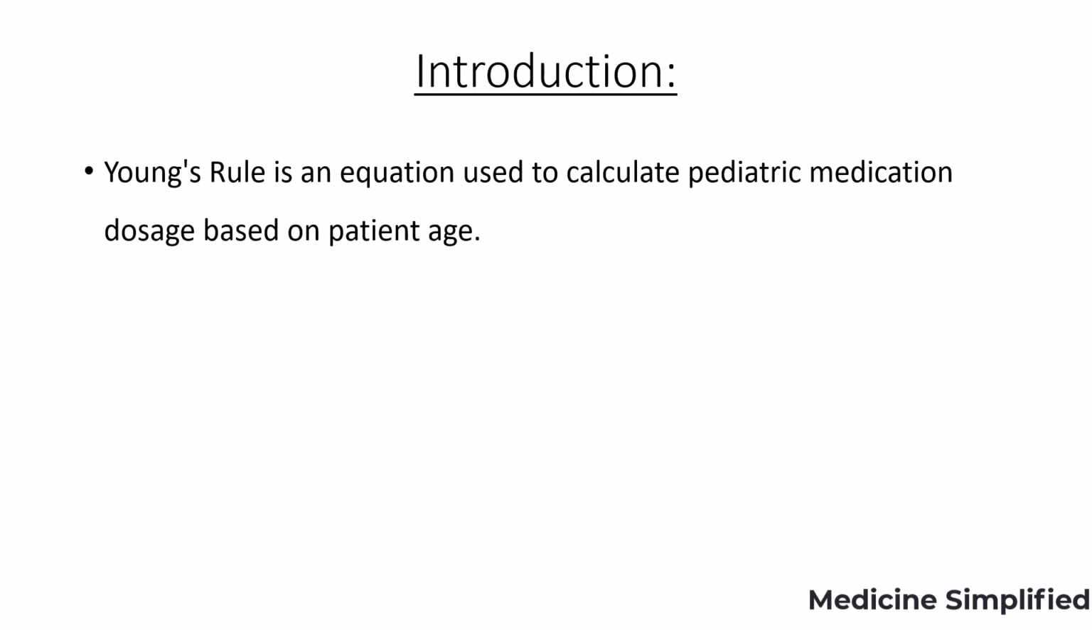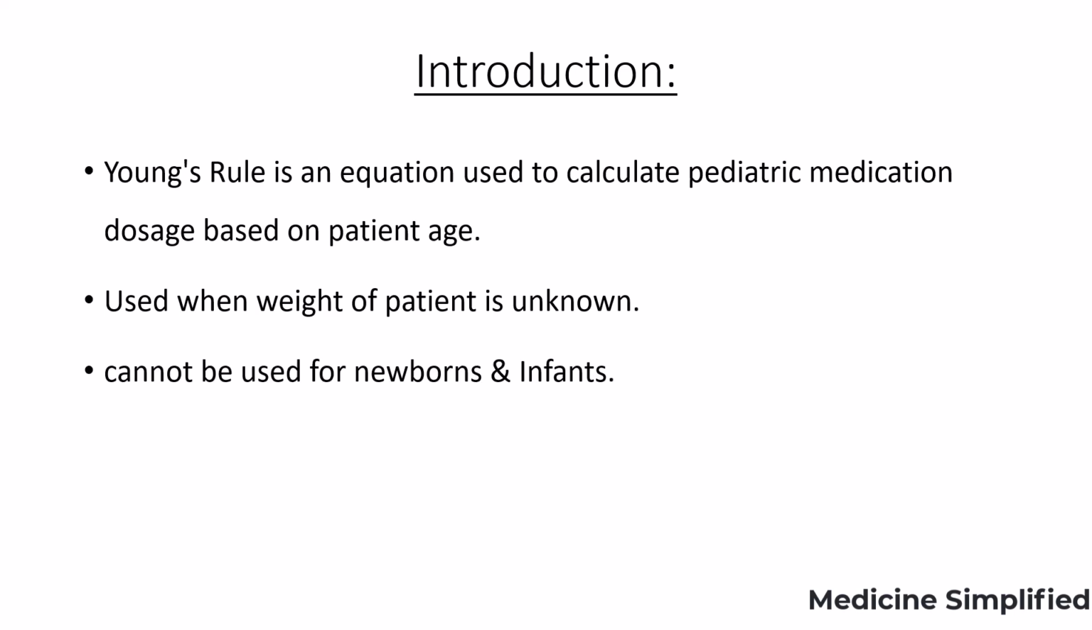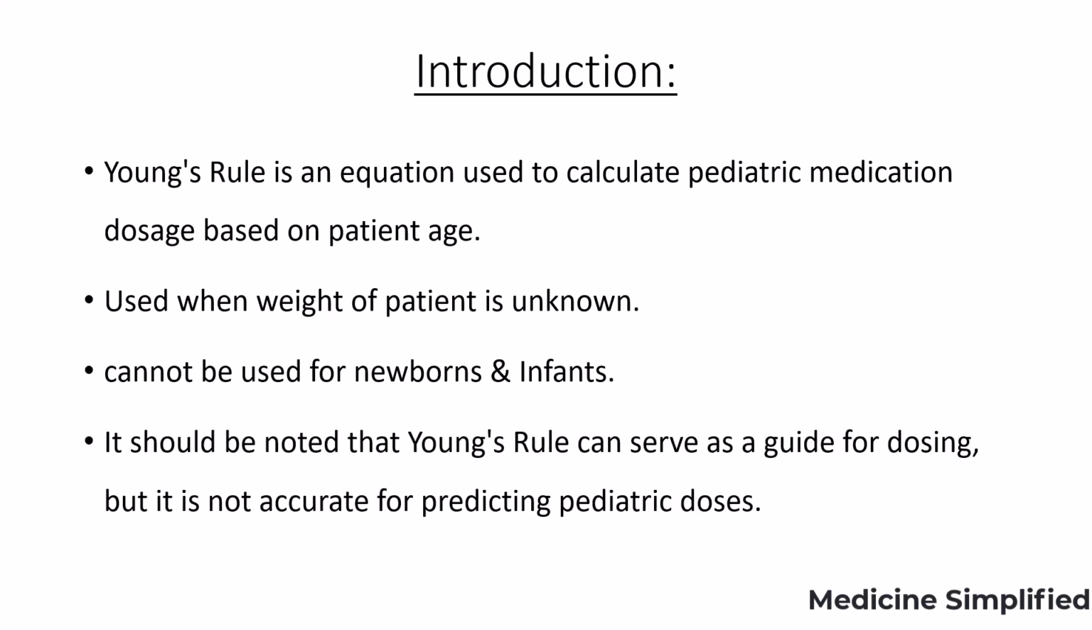Young's rule is an equation used to calculate pediatric medication dosage based on patient age. It should be used when the weight of the patient is unknown. It cannot be used for newborns and infants, that is, below 2 years of age. It should be noted that Young's rule can serve as a guide for dosing, but it is not accurate for predicting pediatric doses. The most accurate way is by weight.